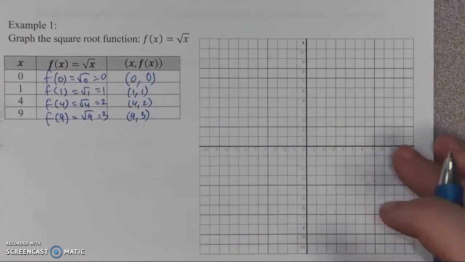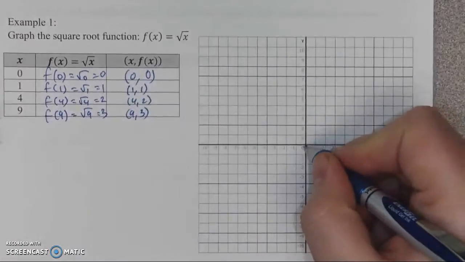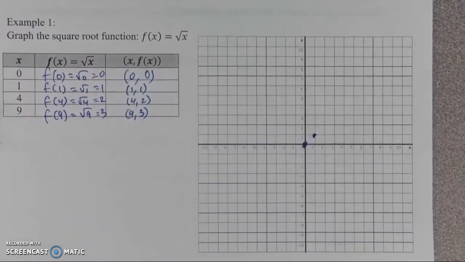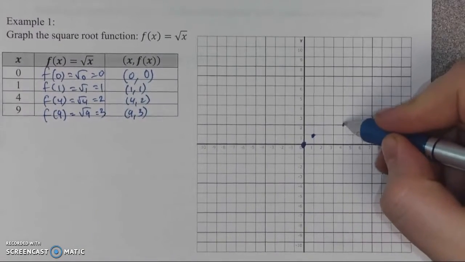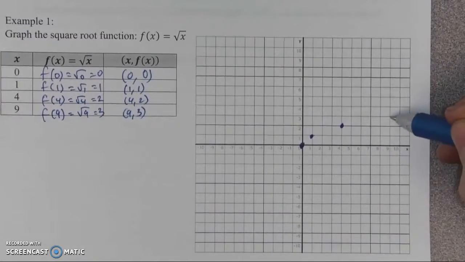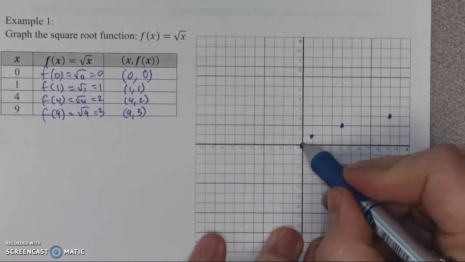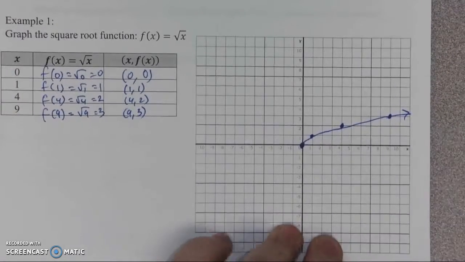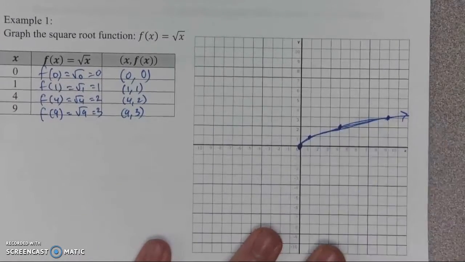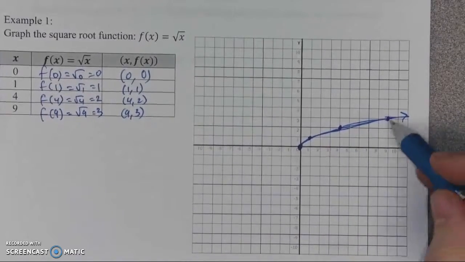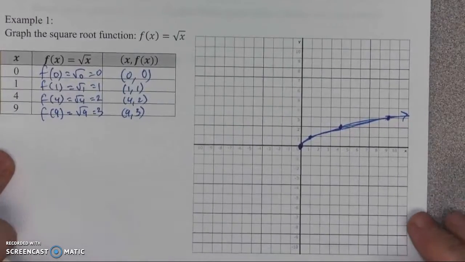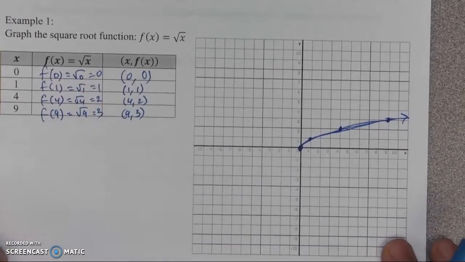So if I was going to plot these points, I would start with the point (0, 0), so this point right here. Then I would plot the point (1, 1). Then the point (4, 2). And then the point (9, 3). And so my graph looks like a part of a sideways parabola. That is the graph of f of x equals x squared. It looks something like that. And it goes on forever and ever in the x direction and in the y direction. Positive x and positive y.